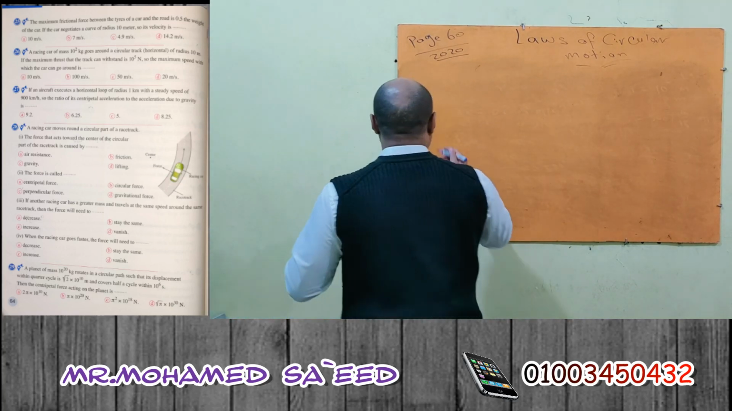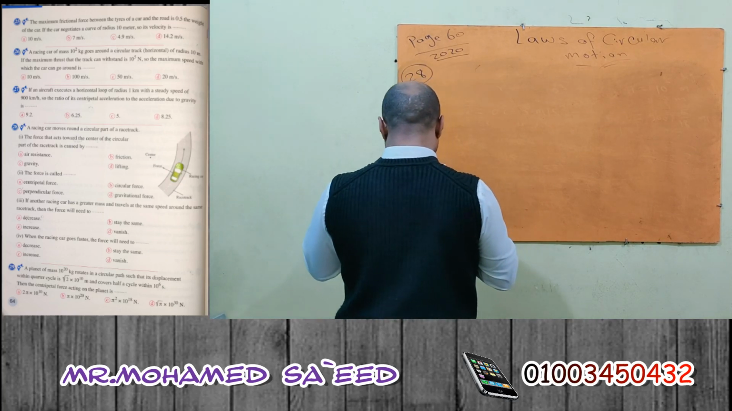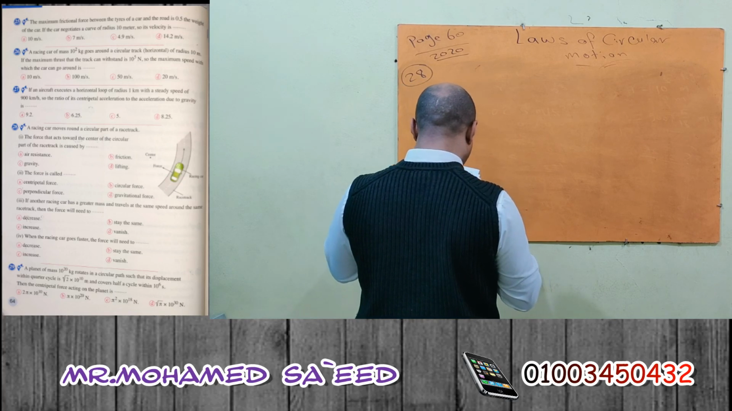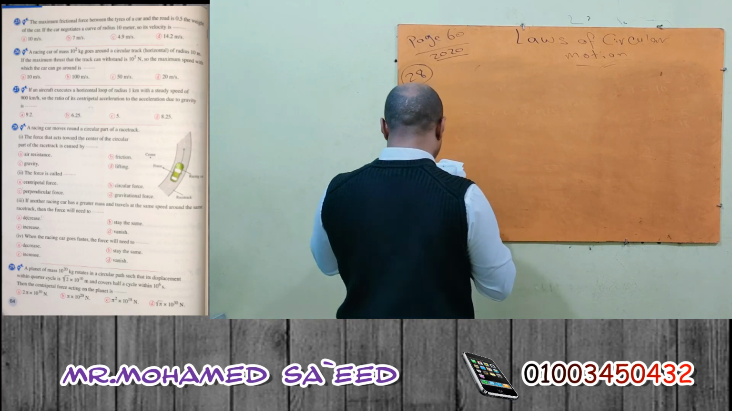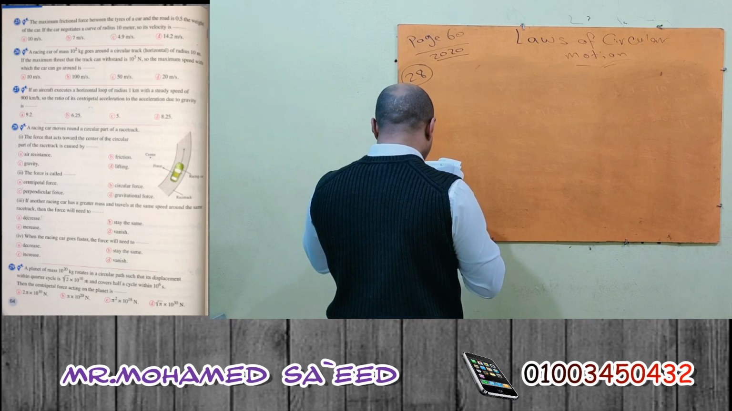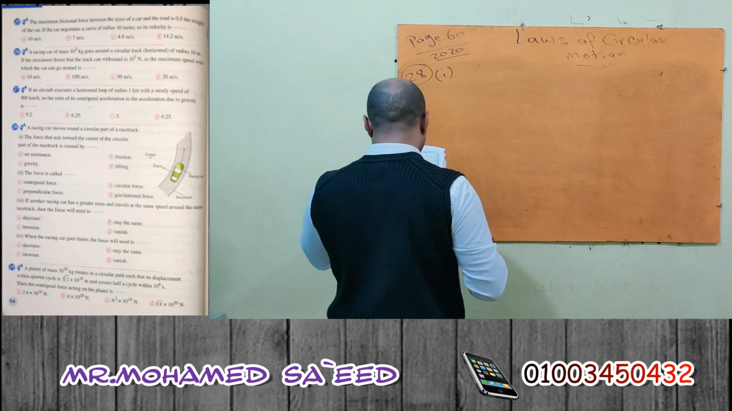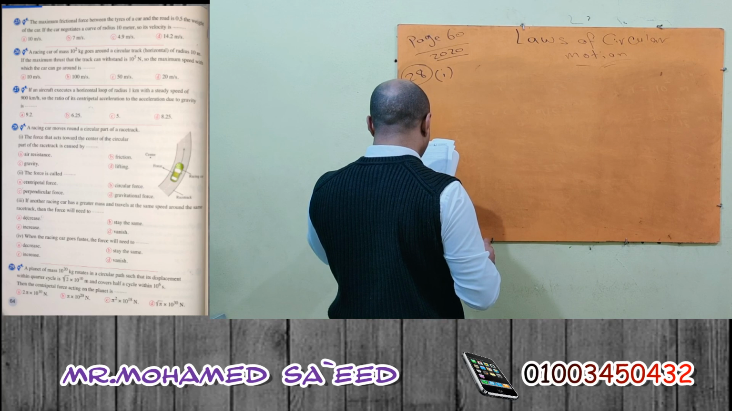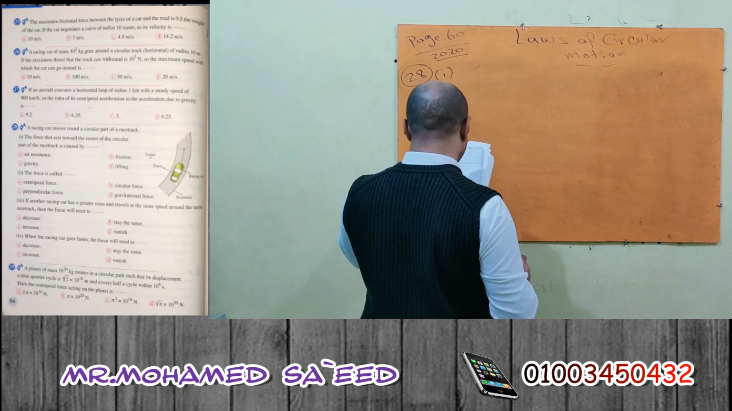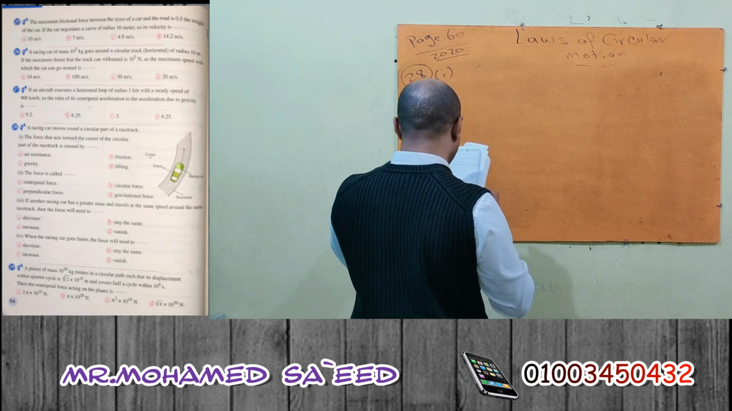Question number 28. A racing car moves around a circular part of a racetrack. Number one, the force that acts towards the center of the circular part of the race track is caused by air resistance, friction, gravity, lifting.